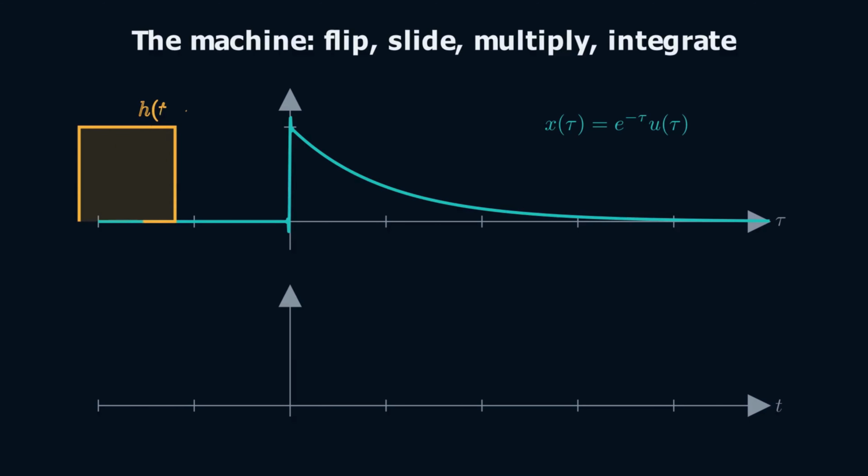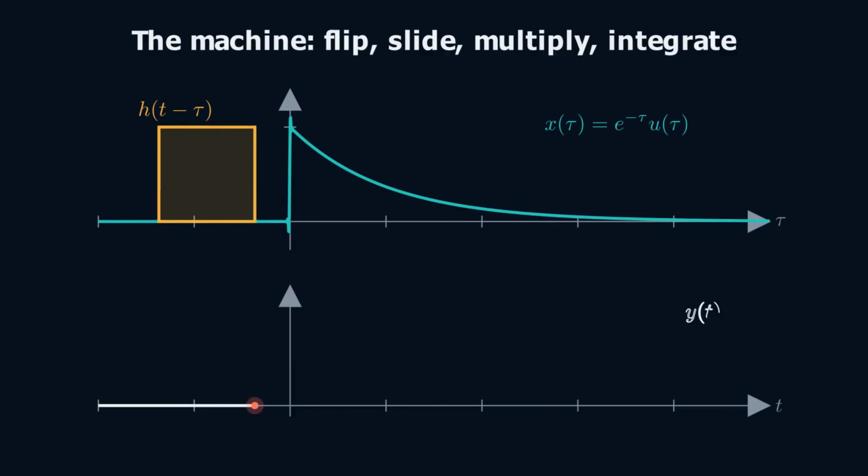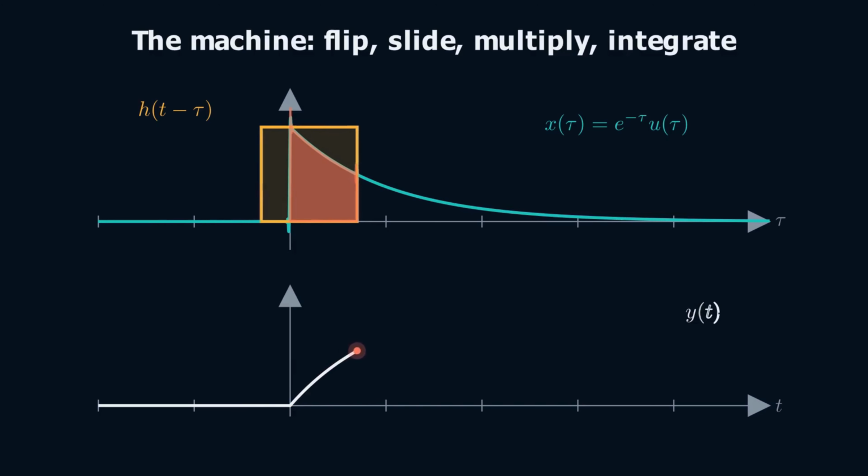As tau runs forward through the input's past, t minus tau runs backward through the response's age. The oldest input meets the oldest part of the echo. The flip is just bookkeeping for memory. Now slide. At each position t, multiply the 2 curves, the shaded overlap, and integrate. The shaded area is one single number. That number is y at that instant.